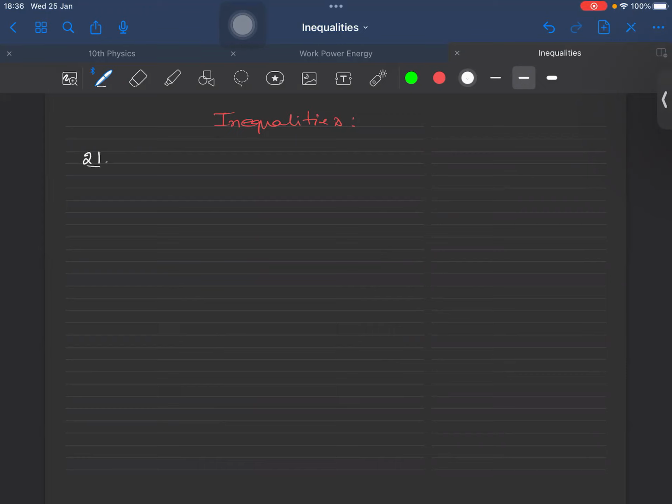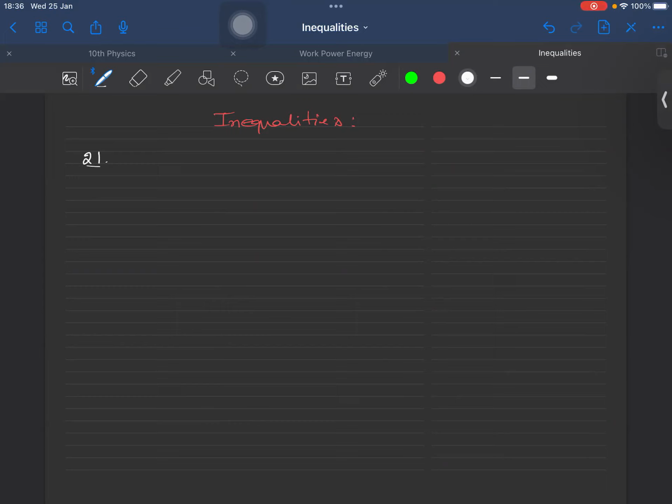It says Ravi obtained 70 and 75 marks in the first 2 unit tests. Find the minimum marks he should get in the third test to have an average of at least 60 marks. Okay, so at least 60 it is saying. What is the meaning of at least? These are word problems, so you have to pay attention to the words. Greater than or equal to. Yeah, of course. At least it is saying.